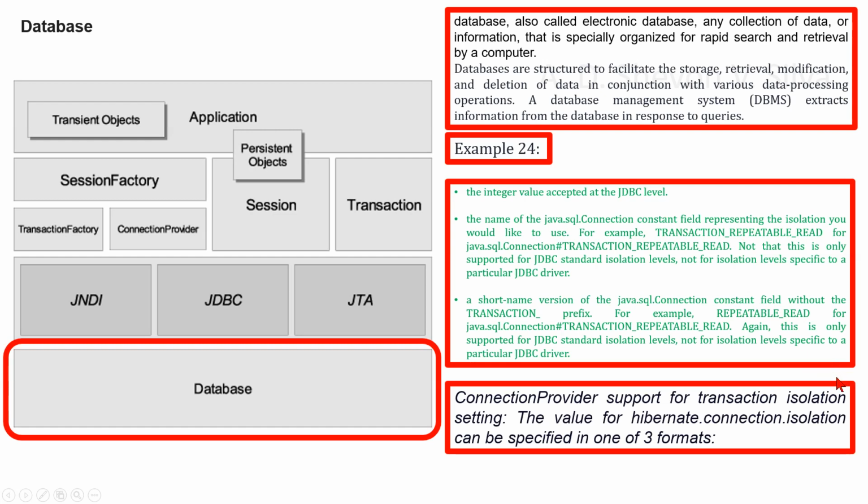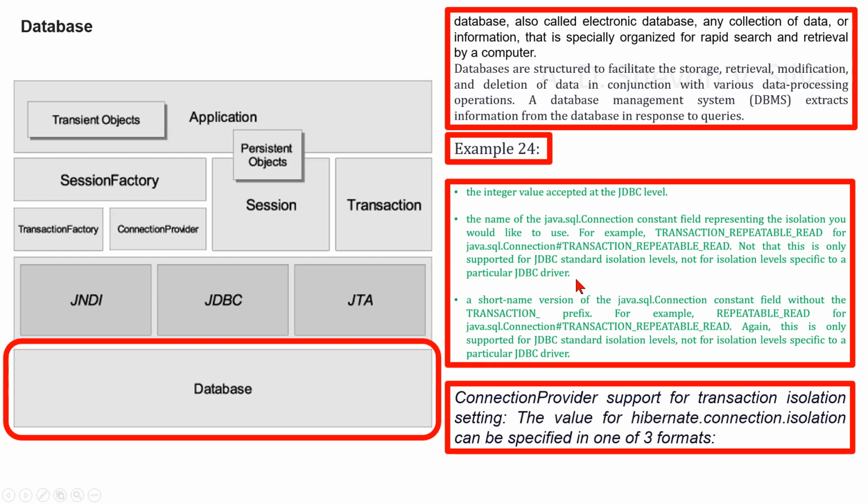The connections obtained from the underlying pool. The value for hibernate.connection.isolation can be specified in one of three formats. The integer value accepted at the JDBC level, the name of the java.sql.Connection constant field representing the isolation you would like to use. For example, TRANSACTION_REPEATABLE_READ for java.sql.Connection#TRANSACTION_REPEATABLE_READ.